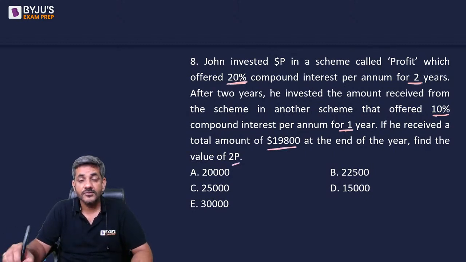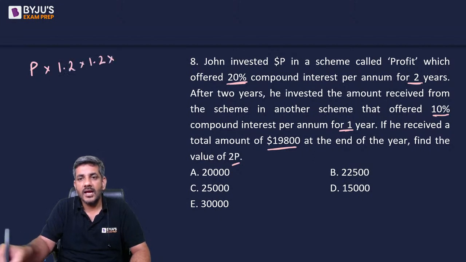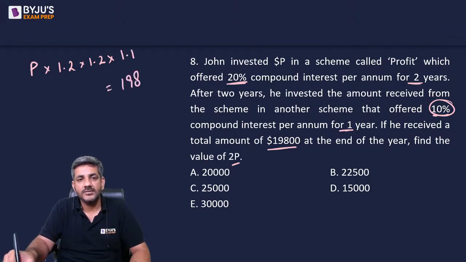Question is asking for 2p. So whatever p was, it was first increased by 20% for 2 years, so it became 1.2 into 1.2. And then he again got a 10% interest, so it became 1.1 times. And the final amount that he got is 19800.